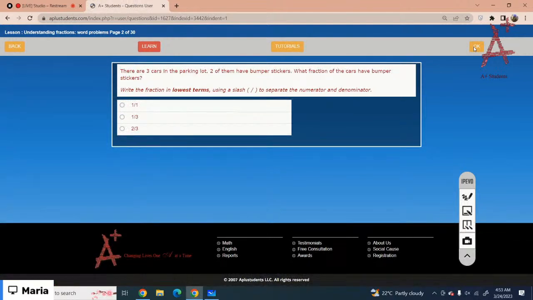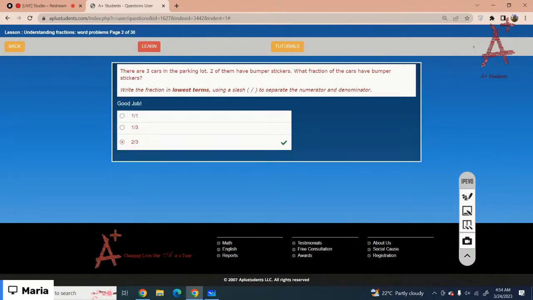Okay, the next one is there are 3 cars in the parking lot. 2 of them have bumper stickers. What fraction of the cars have bumper stickers? So the total cars are 3. And out of the 3, 2 of them have bumper stickers. Got it? So it would be 2 over 3. The correct option is 2 over 3. It means 2 out of 3.